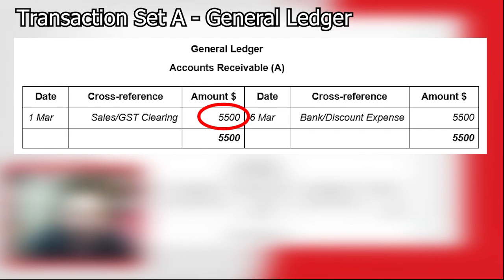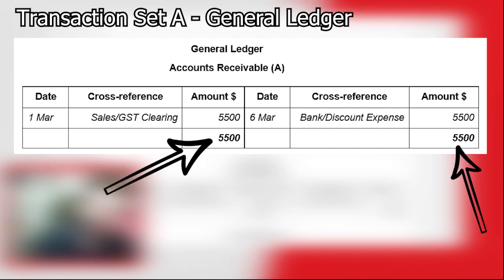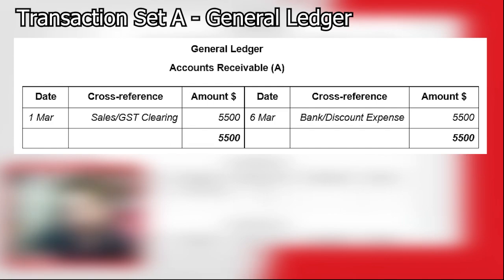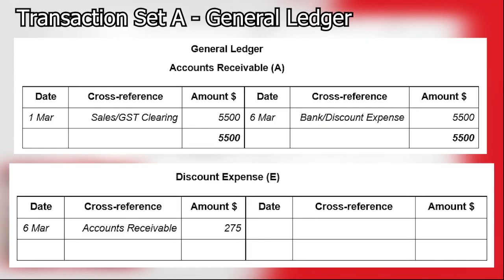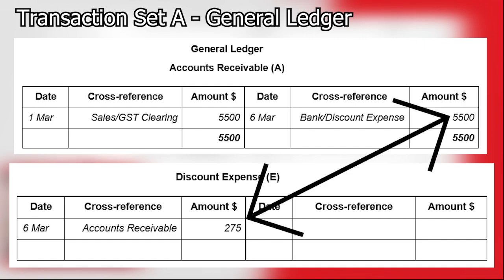Again, it totals zero because debits and credits are equal, but you can see the discount expense is in there as on the credit side for accounts receivable because it's going down. If we look at the discount expense side, we see the 6th of March, accounts receivable 275 on the debit side, because it's an expense, it goes up. Expense going up is a debit. So that's where that is interlinked.